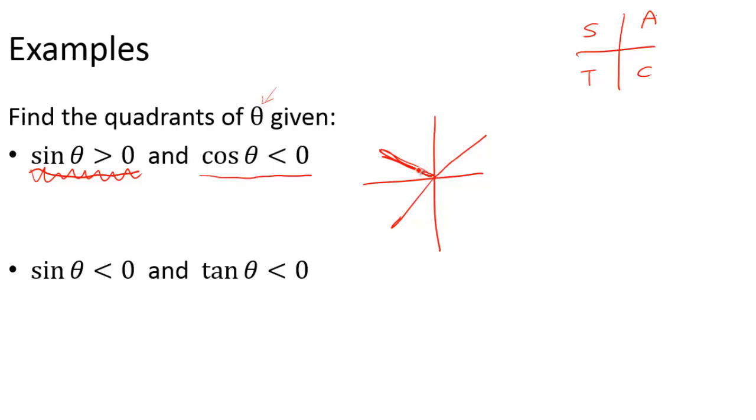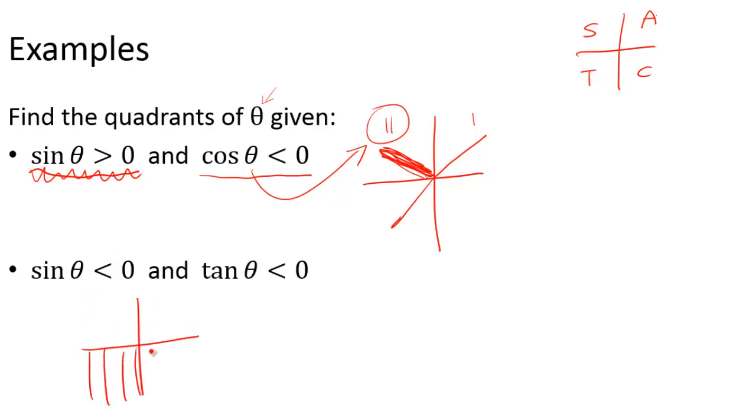So because of that, the only overlapping quadrant is quadrant 2. So that tells you that theta is in quadrant 2 in this case. Try this one out. What if sine is negative? Well, that would imply that it's in one of these two quadrants. And the tan being negative, that's either in here or in here, leaving us with quadrant 4 as our answer.